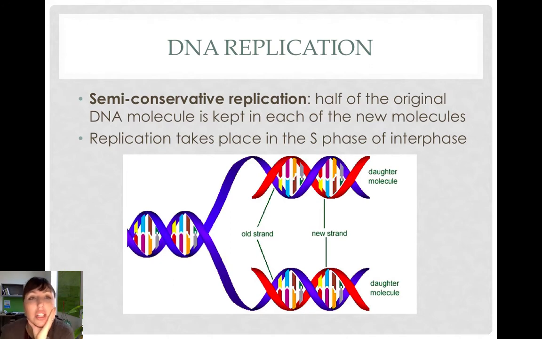So DNA replication is called semi-conservative, and that's because half of the original DNA molecule is kept in each of the new molecules. Replication takes place in the S phase of interphase. Each strand is copied. So what happens is the DNA is unzipped, and a new identical strand is made all along the DNA on each side.